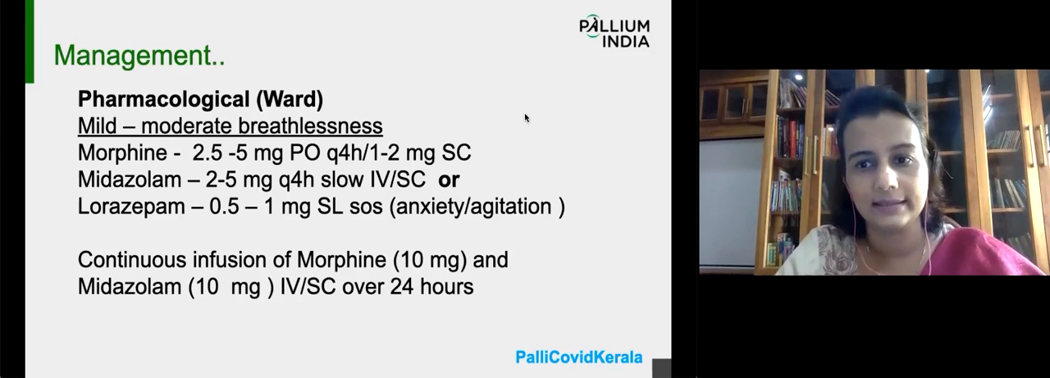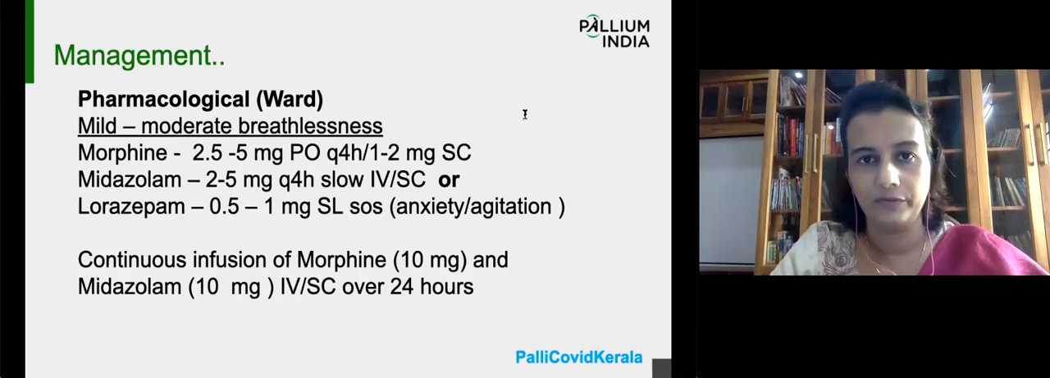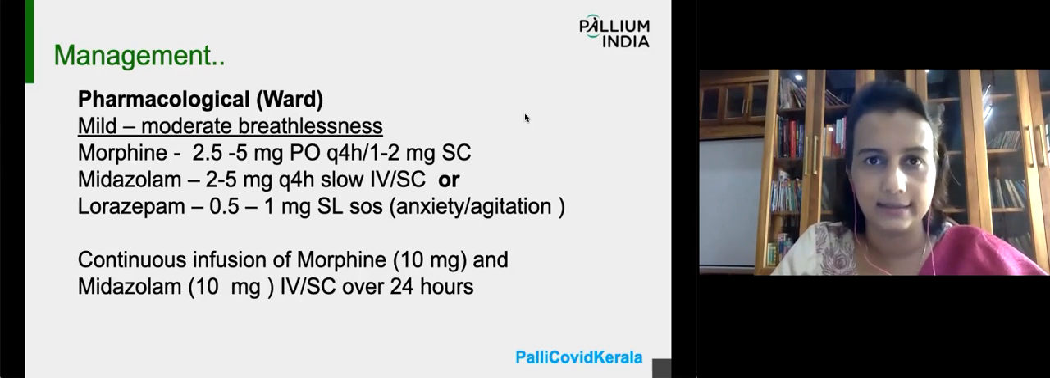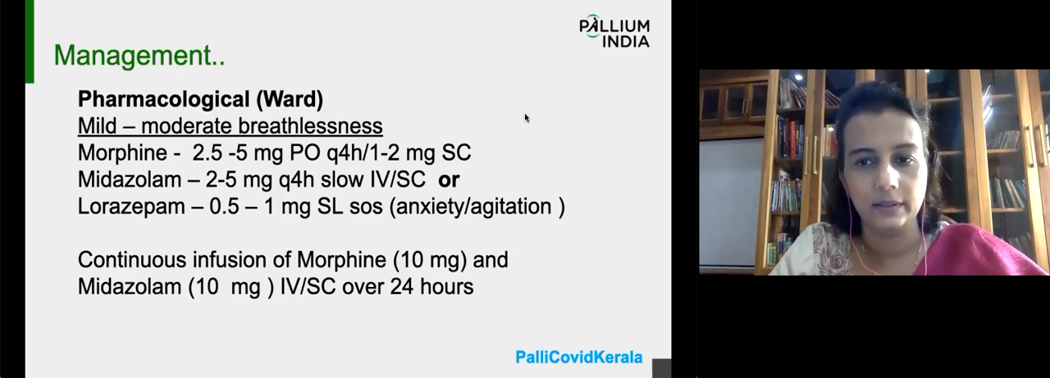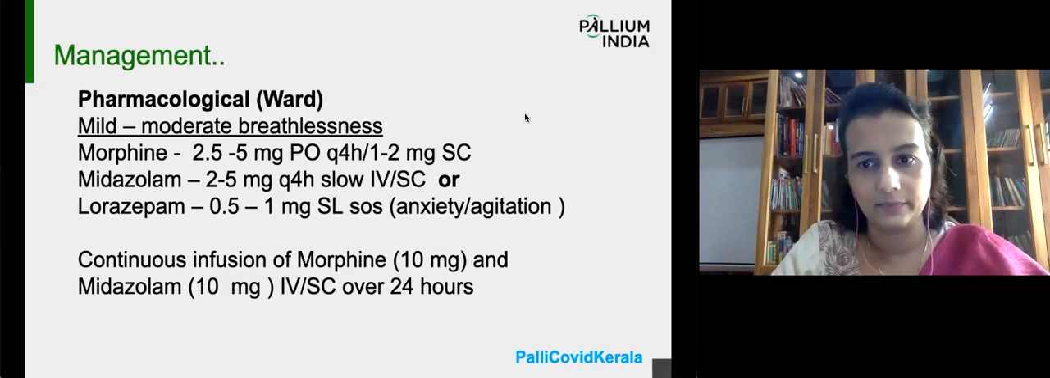So there are lots of reasons why we can use morphine, and some people say that you can use it for anxiolysis also, but that is still debatable. So we prefer to use midazolam or any benzodiazepine for anxiolytic purposes.